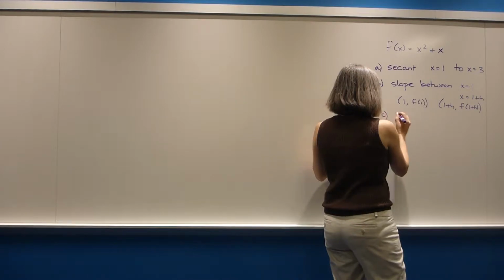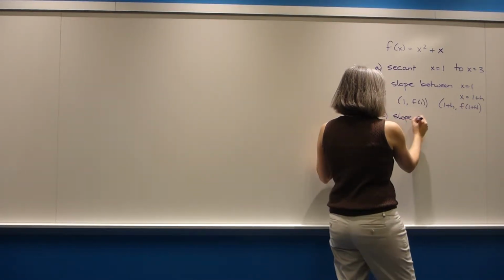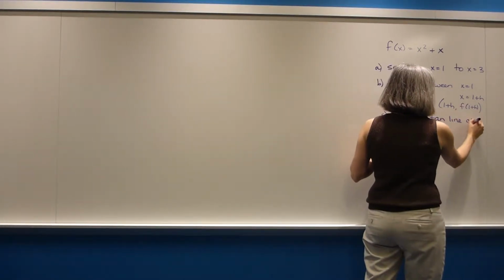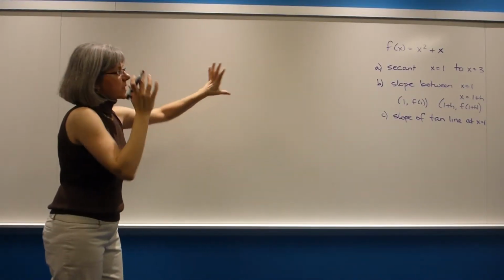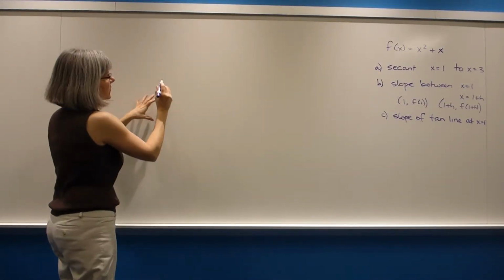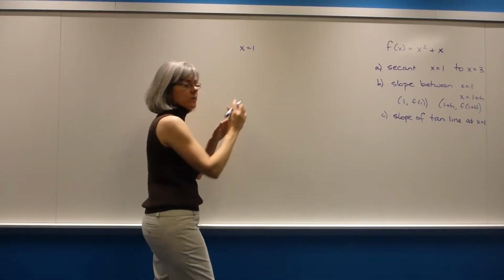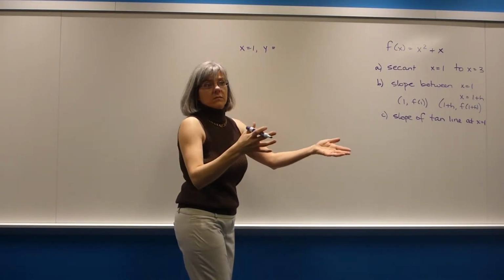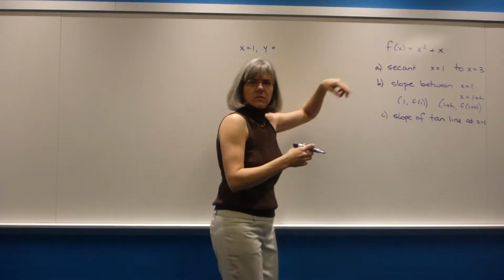And then c was find the slope of the tangent line at x equals 1. Okay, so we're going to leave A alone. Let's look at B. So for B, the first thing we need to do is find our full point. So if x is equal to 1, y is equal to, did I get it right? 1 plus 1, 2? Yeah.